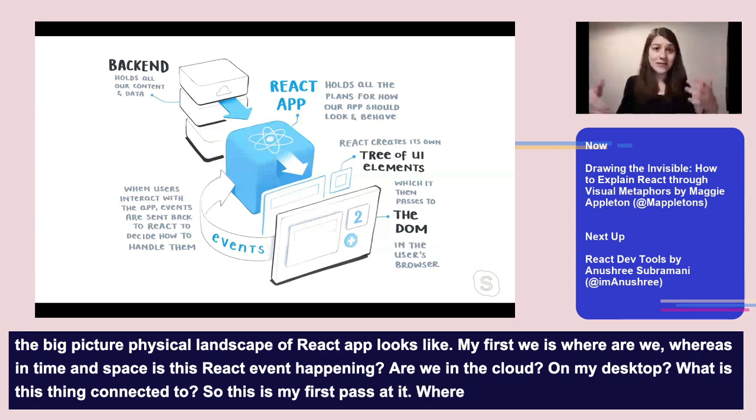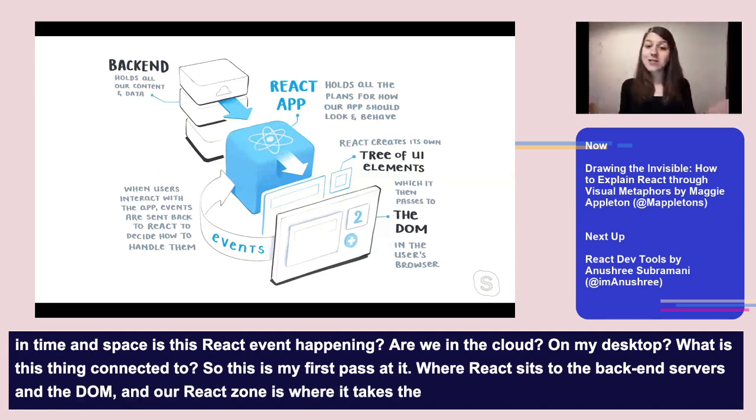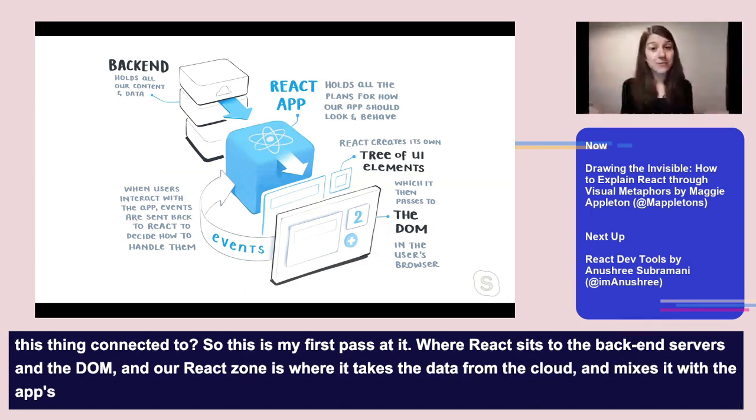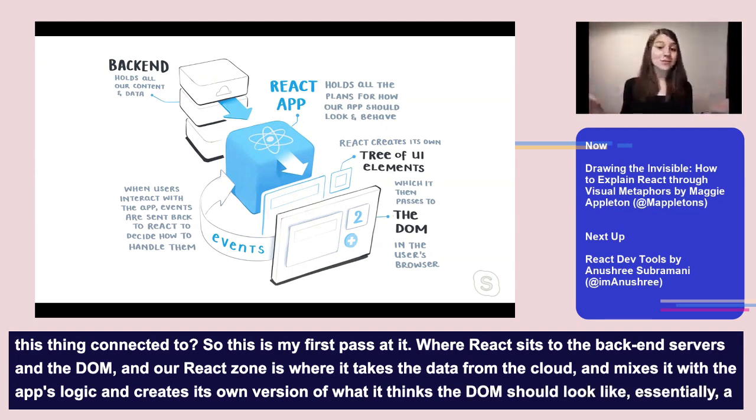And our React zone in the middle here is where React takes in information and data from our all-knowing gods in the clouds and mixes it with our app's logic, and then it creates its own version of what it thinks the DOM should look like, essentially a tree of UI elements, and then it sends that version to the actual DOM, which is then what the user sees.